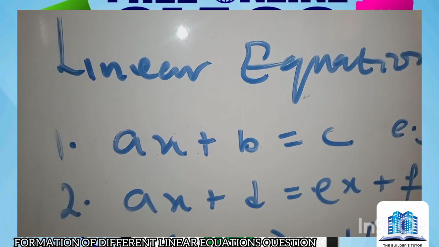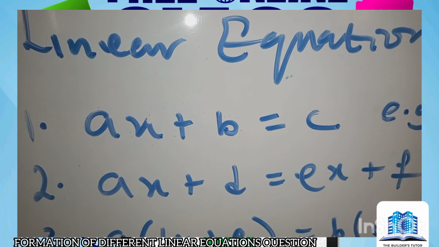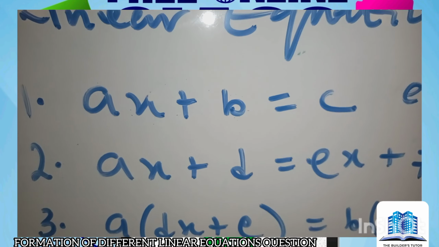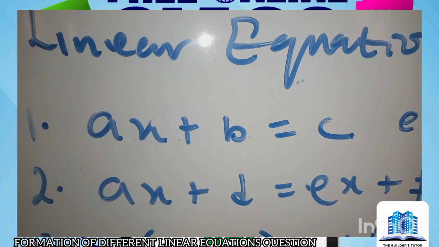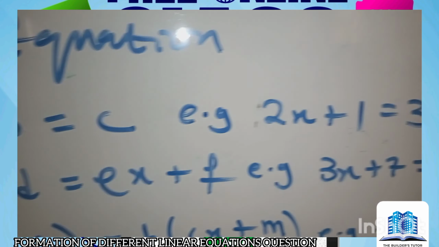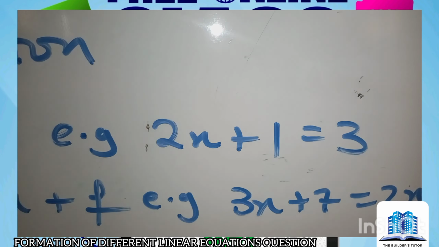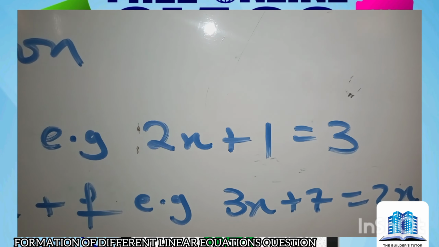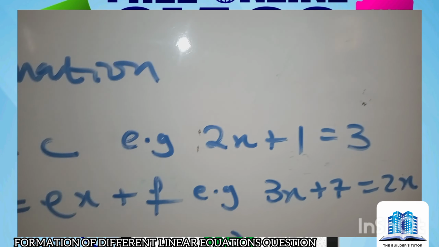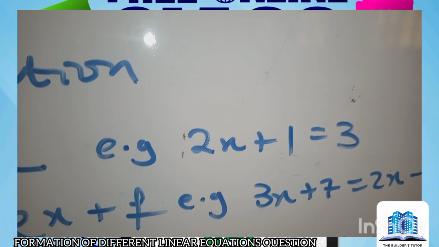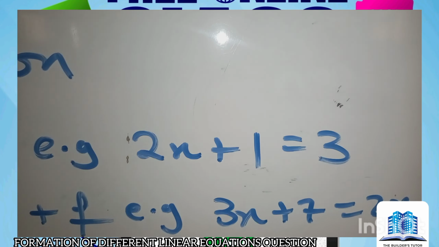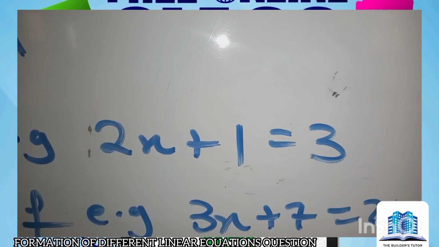The first one is ax plus b equals c. This is the first form in which you can make a linear equation. An example is 2x plus 1 equals 3. For those who are very close with solving linear equations, you find out that when you're taught linear equations, this is the first kind of question you will be given to solve.